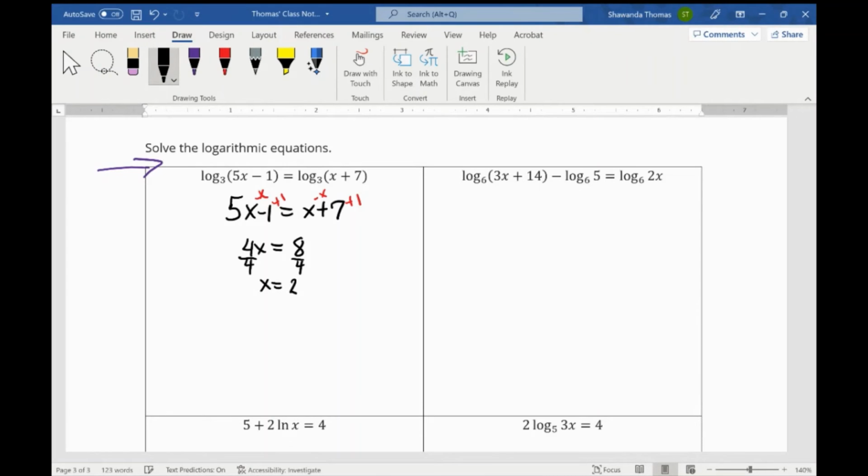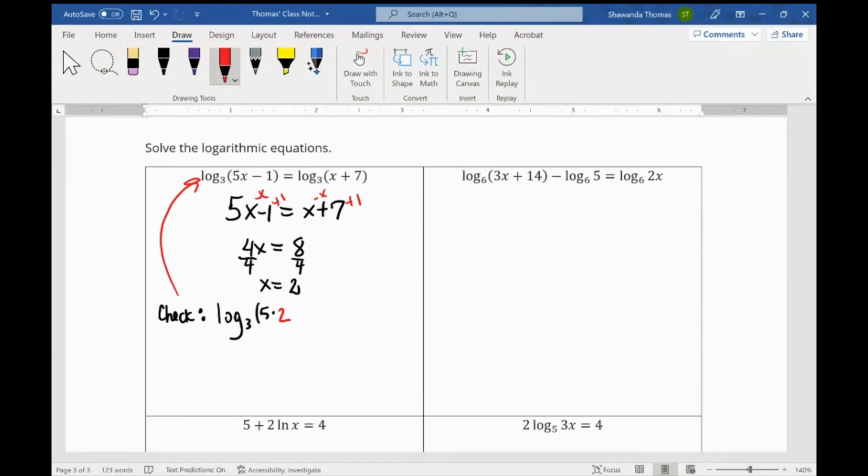x equals 2. With logarithmic equations, I definitely want you to check the answers because I wonder, do you remember that you can't have a log of a negative number? So if you plug in your answer and it ends up being log of something negative, then you have to throw that answer out. So let's check this one. We're going to plug in our answer, which is 2. So here's what we're looking at.